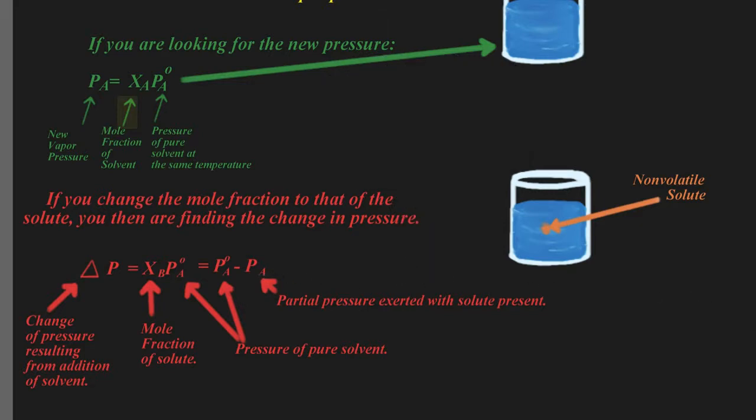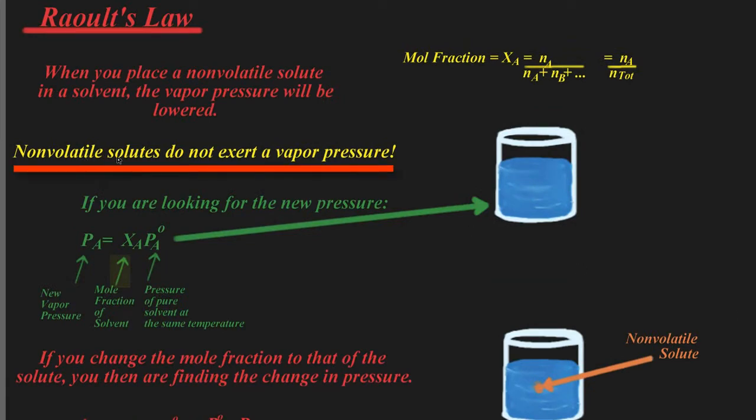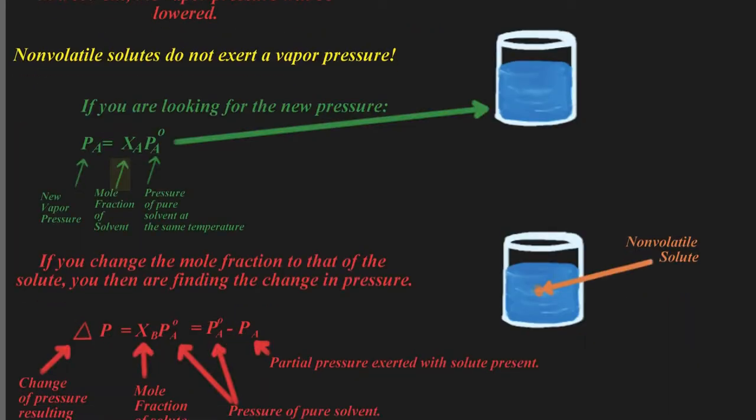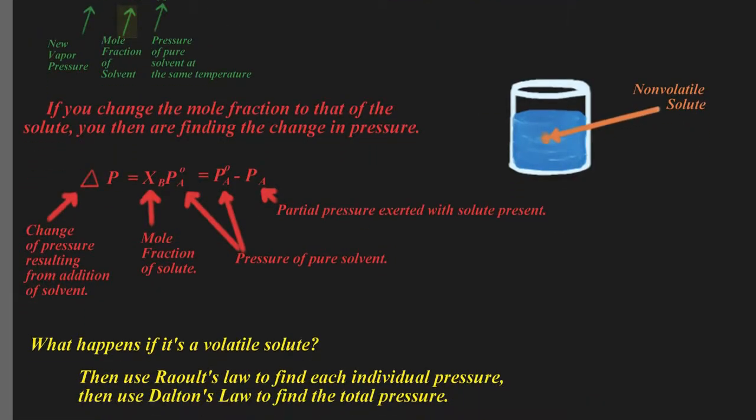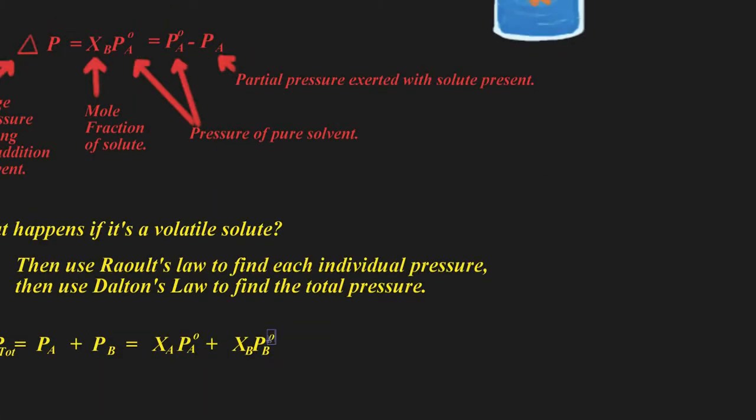One last scenario you got to look out for in Raoult's Law. Sometimes you're given a volatile solute. So again, non-volatile meant that the solutes do not exert a pressure. So volatile, what do you think that means? It does exert a pressure. So here what we do first is we use Raoult's Law to find each individual pressure. Then we use Dalton's Law to combine the pressures to find the total pressure.